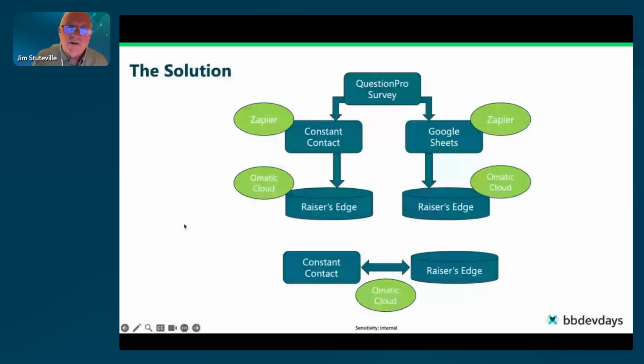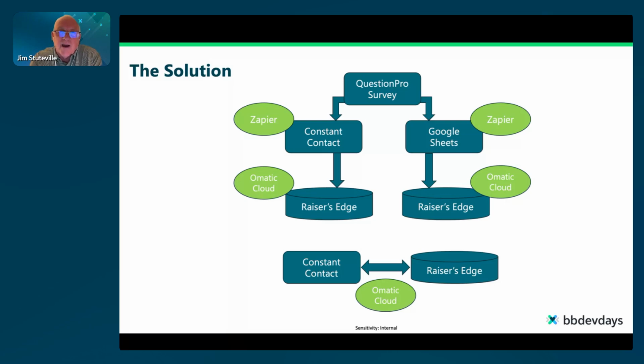So this is the solution, the graphical representation. I'm going to walk you through each part of this process. Again, it started with Question Pro, and the data moves in two phases throughout the rest of the process, and I'll explain why. The survey itself, like I said, had 25 to 30 questions. It had a lot of information.